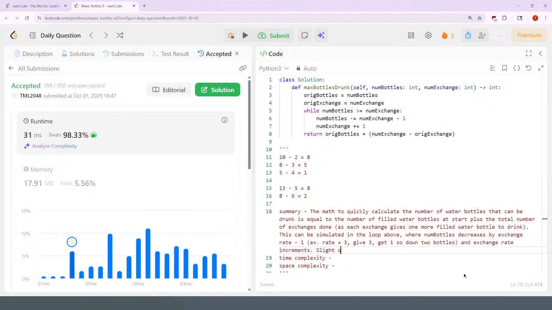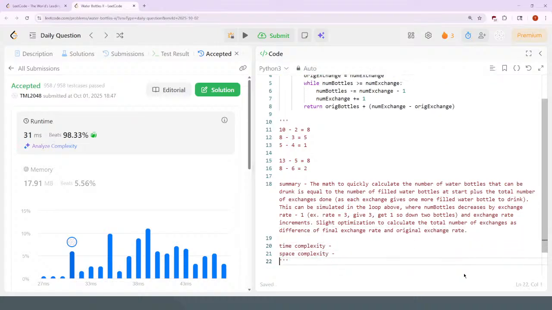Slight optimization to quickly calculate the total number of increments or exchanges as the difference of the final exchange rate and the original exchange rate.